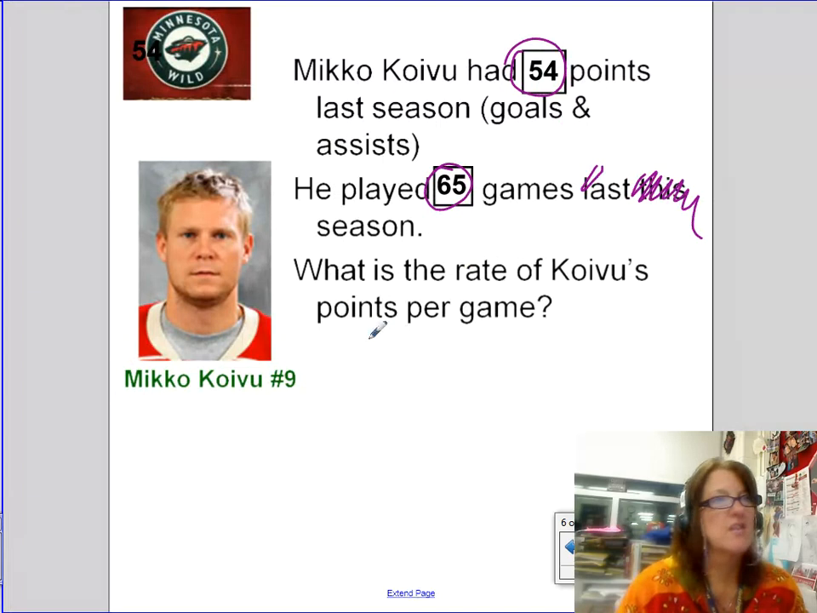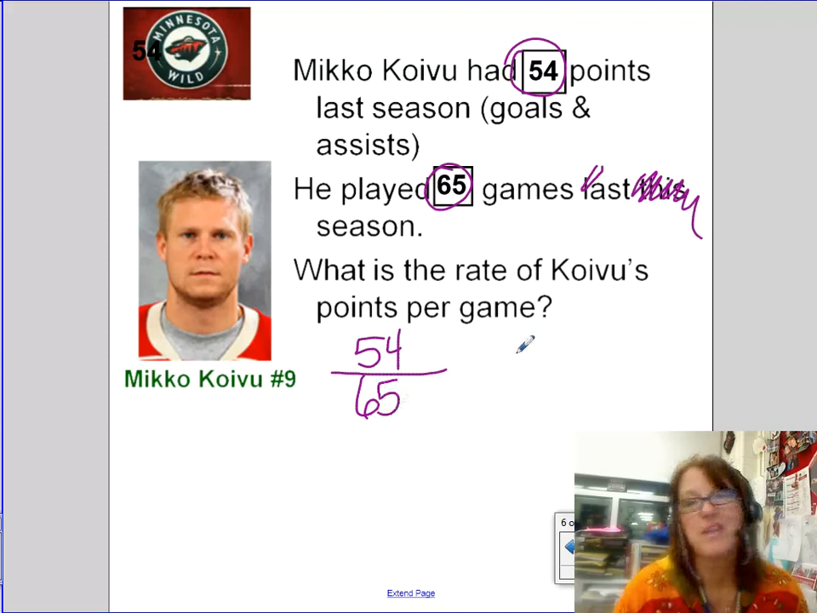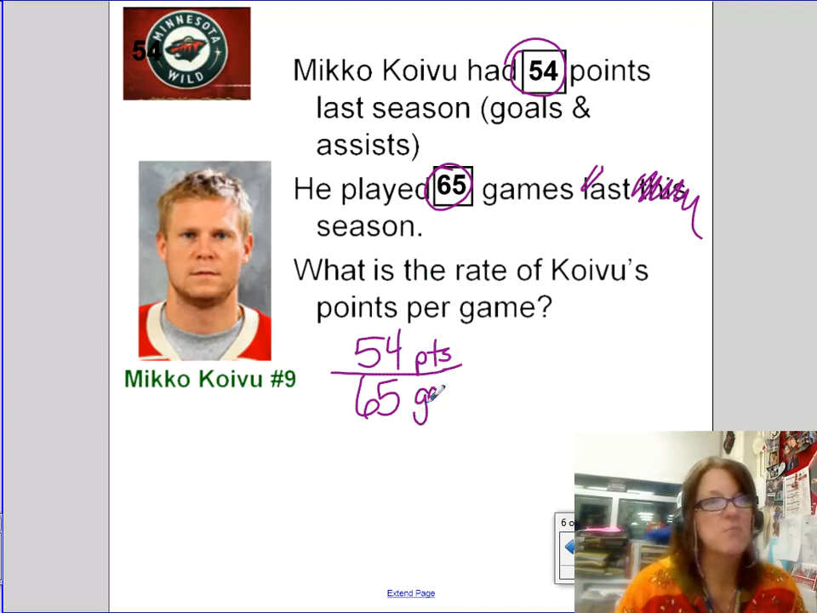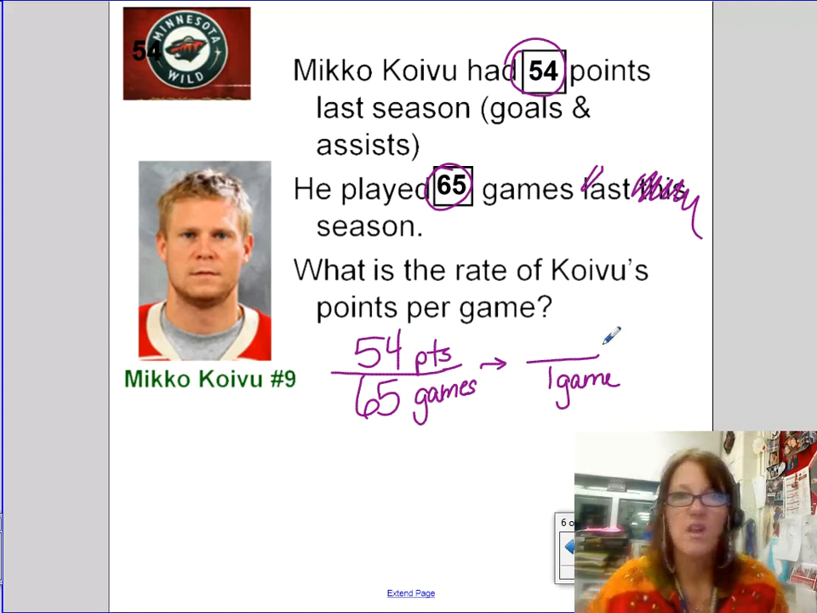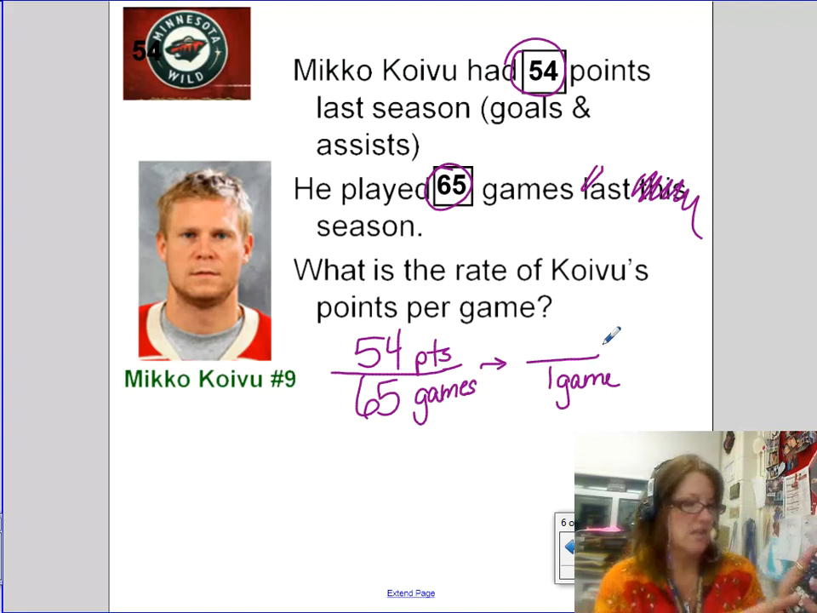Now, this is not going to be pretty, I can tell you right now, because usually in real life, the numbers don't work out pretty. These are the points, and the denominator 65 is games. 54 points and 65 games. What is that as a unit rate? I want to know how much that is for one game. Now we're doing some calculation here, so I'm not going to be able to do this in my head. So grab your handy dandy calculator and say 54 divided by 65.